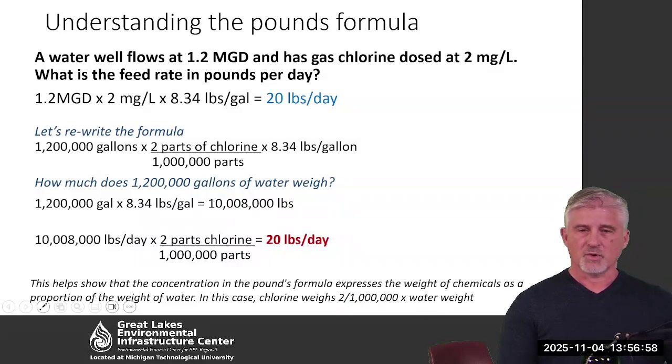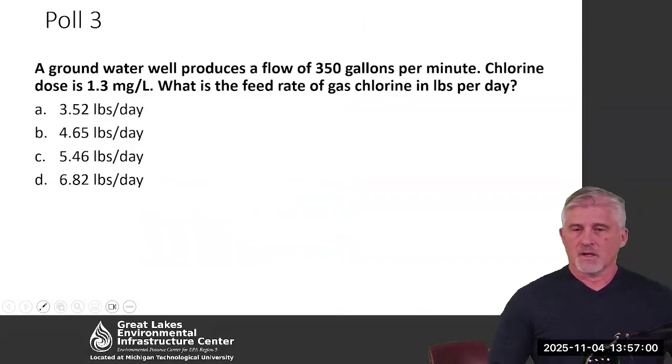So then we have our final poll. A groundwater well produces a flow of 350 gallons per minute. Chlorine dose is 1.3 milligrams per liter. What is the feed rate of gas chlorine in pounds per day?